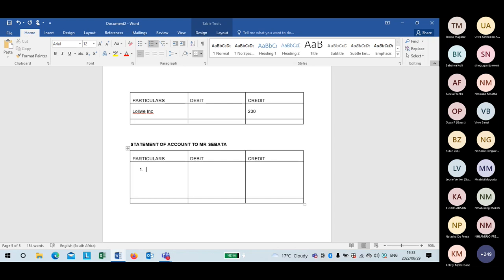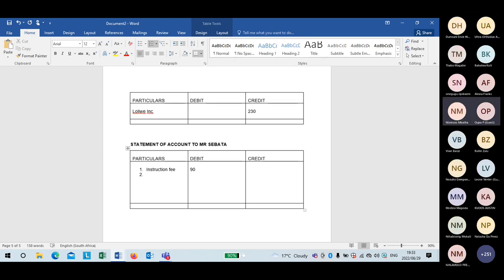Then it means your first item will be instruction fee. Instruction fee, it's a debit entry of how much? 90. Do you see? Yes. Number two, what is next? Payment tracing agent. How much? 140. Debited. Do you see? Yes.